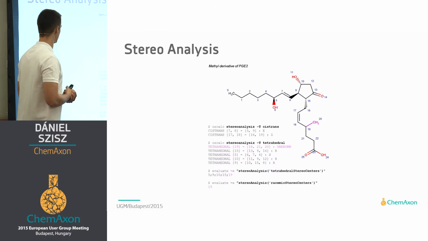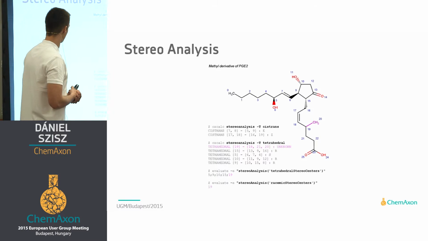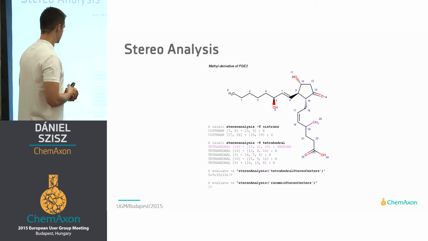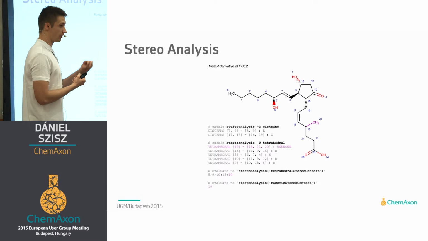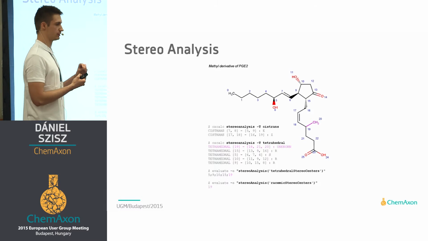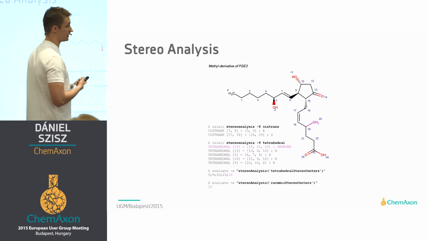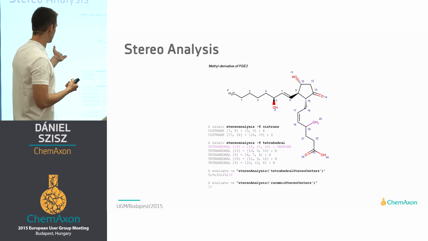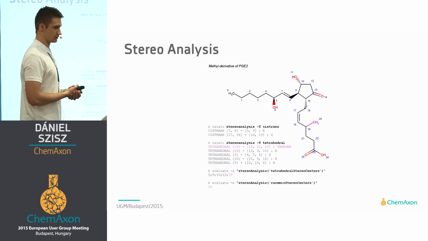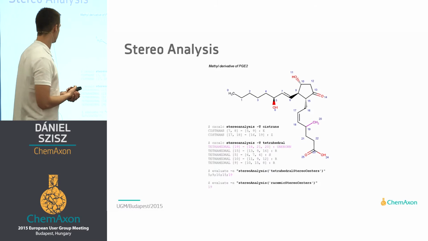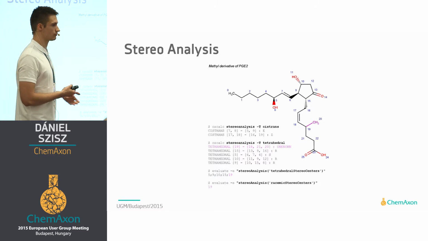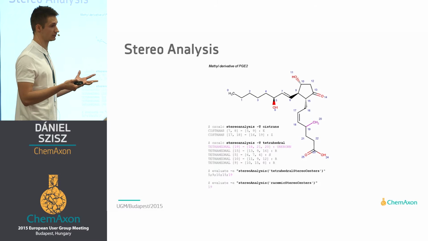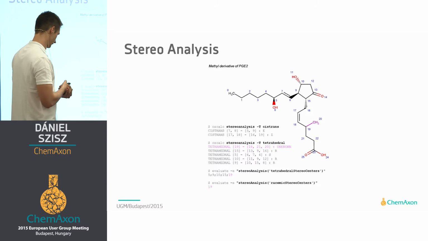And finally, I would like to mention two other plugins. The first is the stereoanalysis plugin. This plugin is able to find and also count the different types of stereo features in the molecule. It is also able to find the unknown stereo centers in the molecule and also the enhanced stereo centers. This tool can be very useful, for example, for virtual screening based on different stereo features.